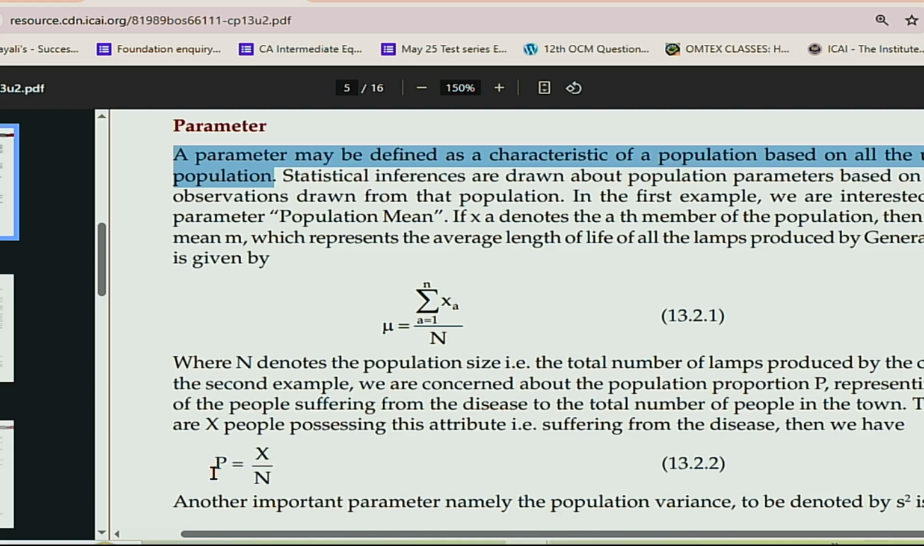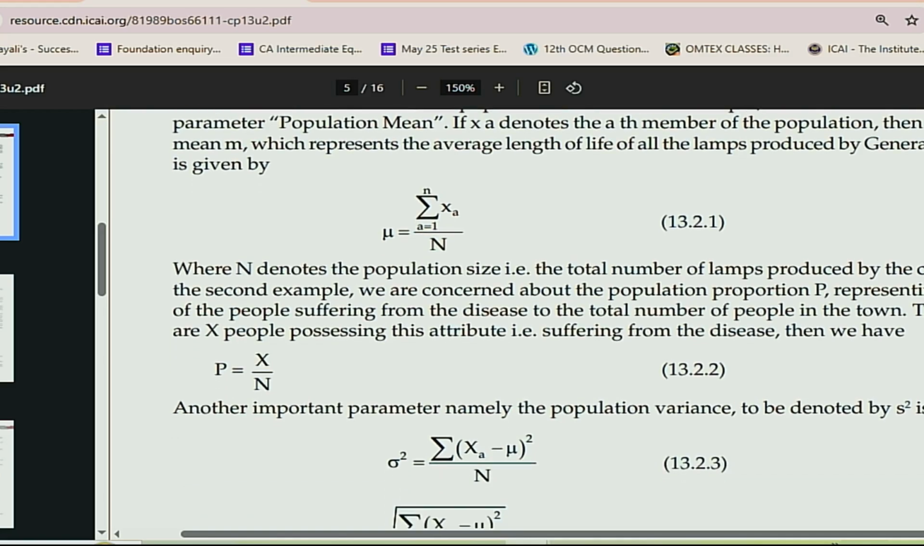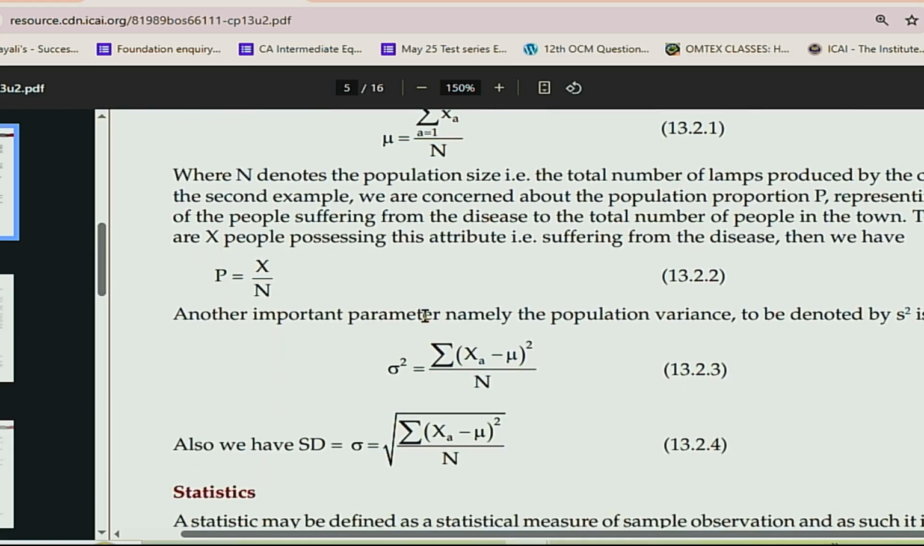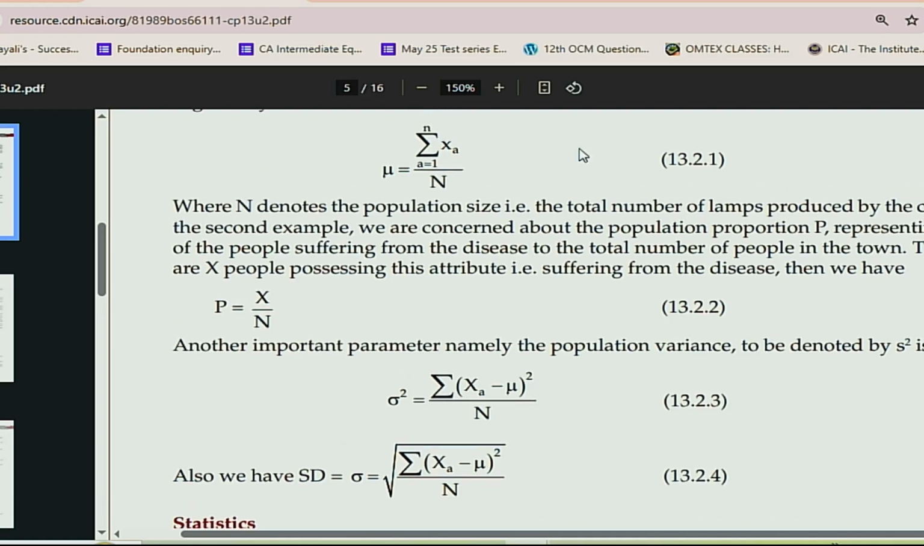And P is given by, write down, P is equal to x upon N. Okay, write down these. This is big sigma, this is small sigma. Sigma square is nothing but population variance. That is given as summation of (x a minus mu) whole square upon N. Just write this down. The formula of population variance.